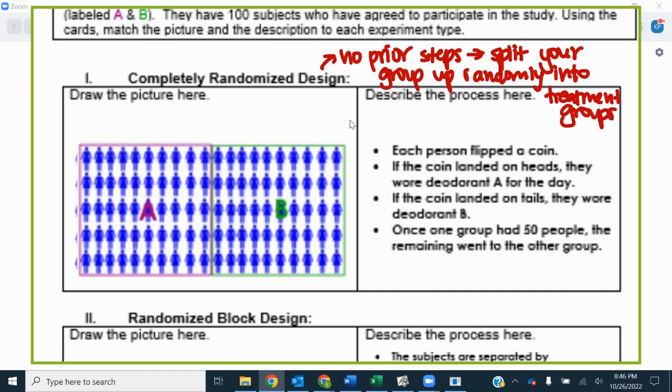When you describe the process for making your groups, make sure that it is so specific someone else could read it and not make any of their own decisions. So in this case, we have 2 groups, so each person will flip a coin. That makes it 50-50. If the coin lands on heads, they wear deodorant A for the day. If the coin lands on tails, they wear deodorant B. And then once one group has 50 people, the remaining people go into the other group. And so that gives you 50-50, 50 people in each group, and it's just the most basic kind.